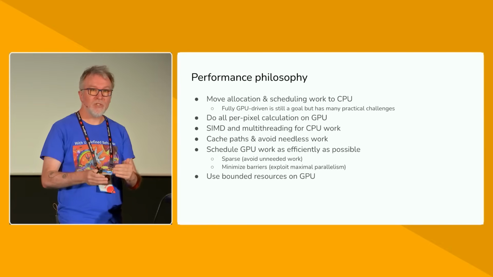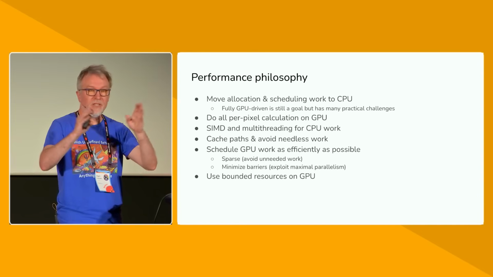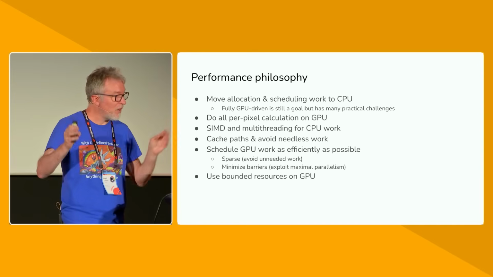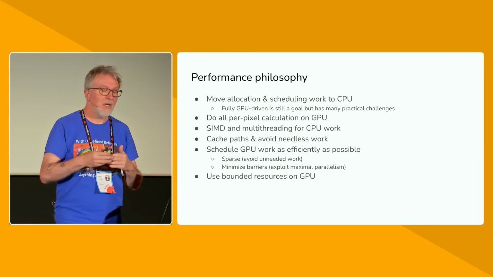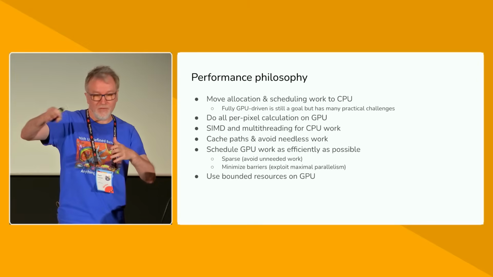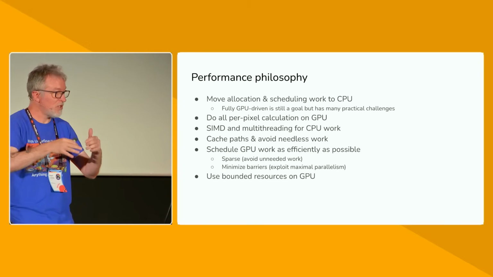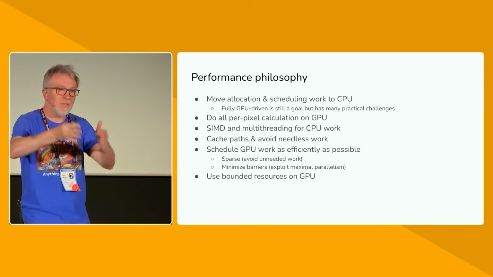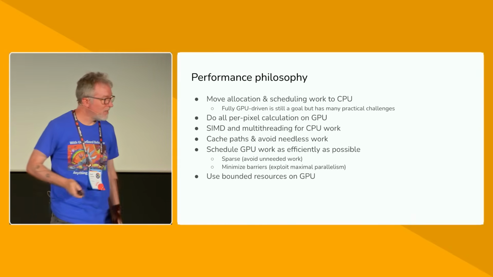So it's sparse. We want to avoid any unneeded work. Like if there's a region that doesn't have any coverage, then you don't want to do any work at all. And then this is a more technical thing, that we want to minimize the barriers, because a lot of times if you have a lot of draw calls and you have pipeline dependencies, then that can be a slowdown. And so a real goal is to pack as much as possible into a draw call so that the number of barriers is minimized.